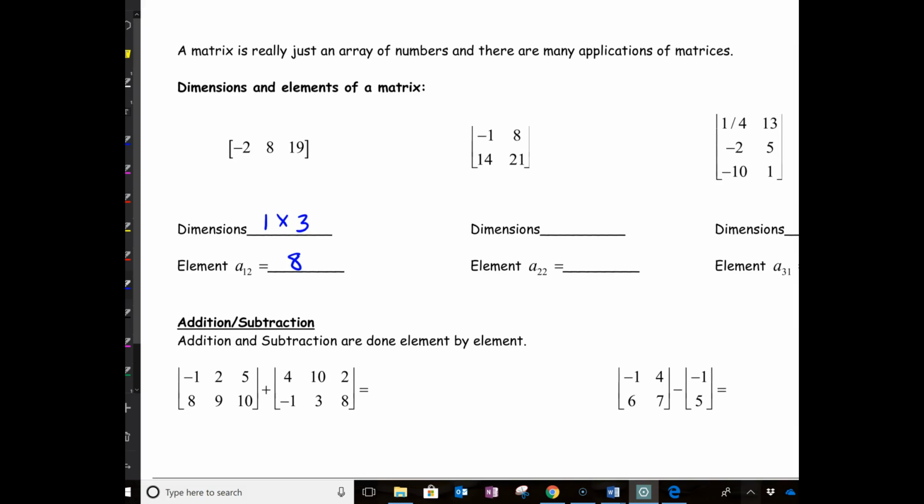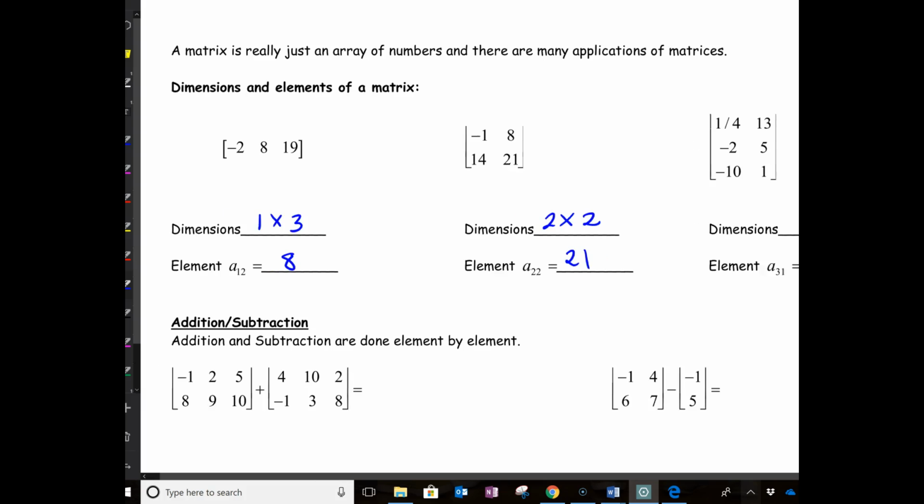All right, let's hear from a few of you. Alex, what'd you get for the dimensions of this matrix? Yeah, second one. 2 by 2, excellent. What was the element that corresponded to row 2, column 2? Excellent. Nice. Next one, let's see.